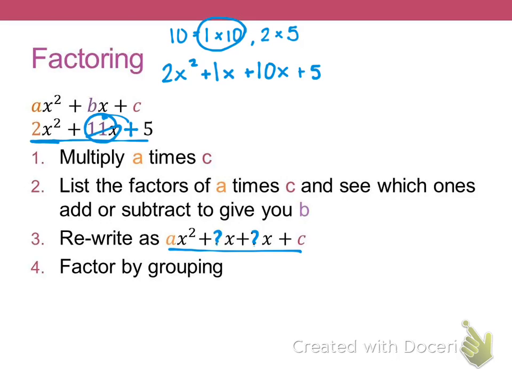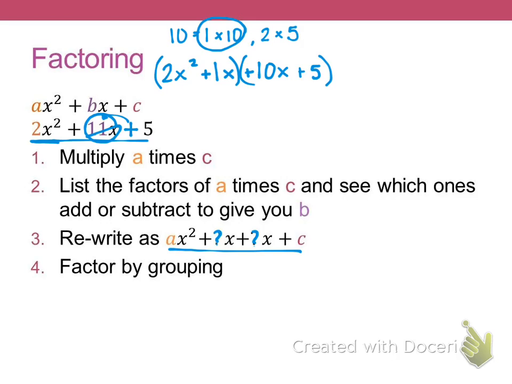Okay? The next step is called factor by grouping. This is what you do when you factor by grouping. I'm going to take these 4 terms and I'm going to group them. The first 2 terms are going to get parentheses around them, and the second 2 terms are going to get parentheses around them. So I formed 2 groups, okay?